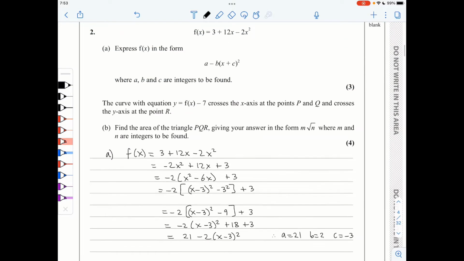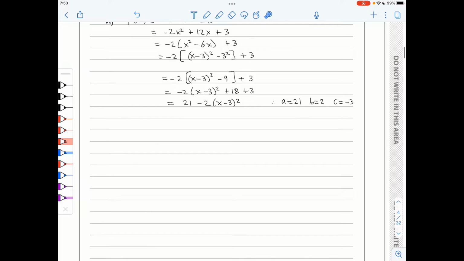Now, an alternative approach would be to actually use the form of the answer given. So we could say that 3 plus 12x minus 2x squared is equal to a minus b bracket x plus c squared. I will expand the right hand side, so it's going to be a minus b bracket x squared plus 2cx plus c squared. And upon a further expansion, I get a minus bx squared minus 2bcx minus bc squared. And all I need to do here is compare coefficients.